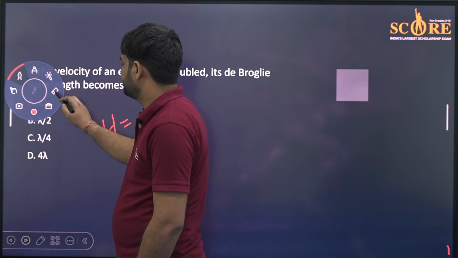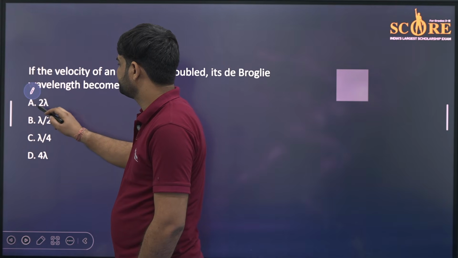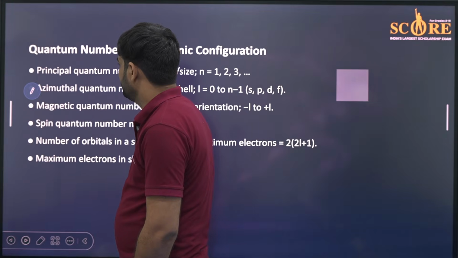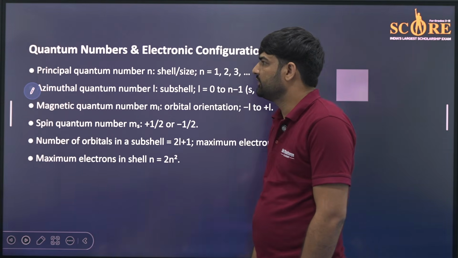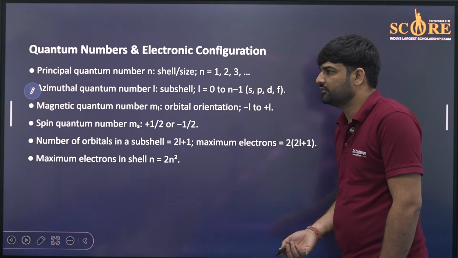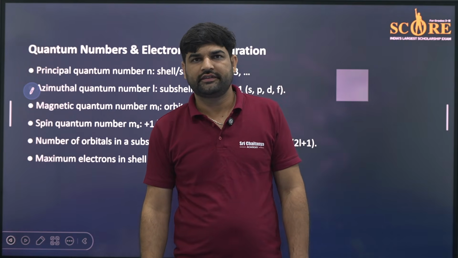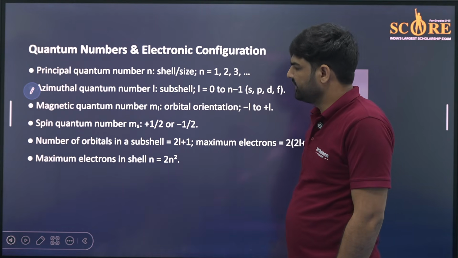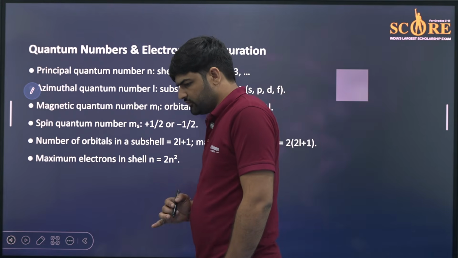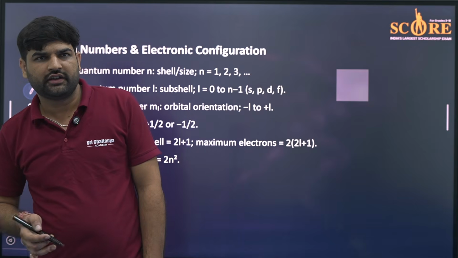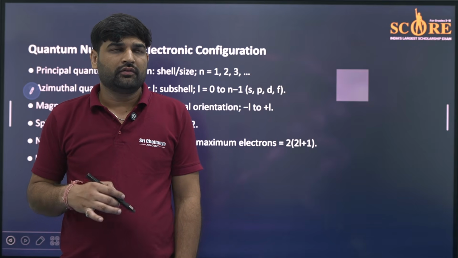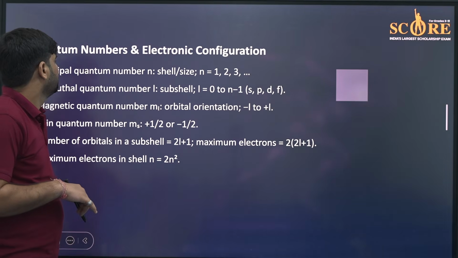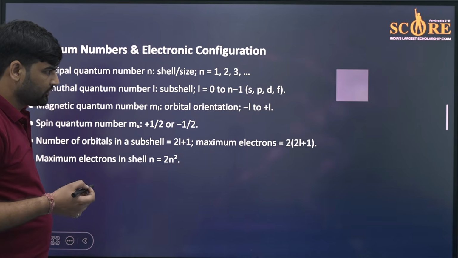Next, we are talking about quantum numbers and electronic configuration. Next we will see quantum numbers and electronic configuration. So what is the need, why do we have to study quantum numbers?